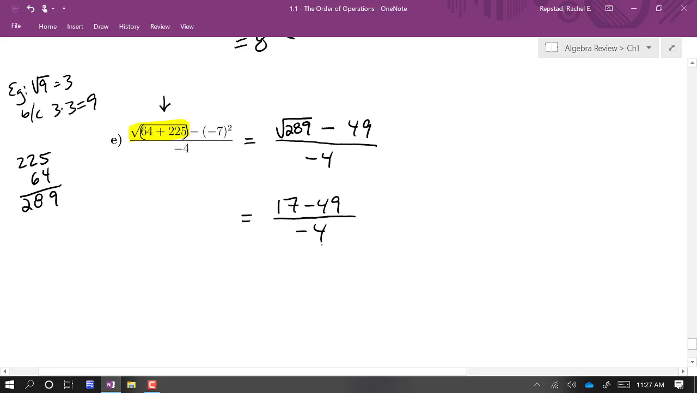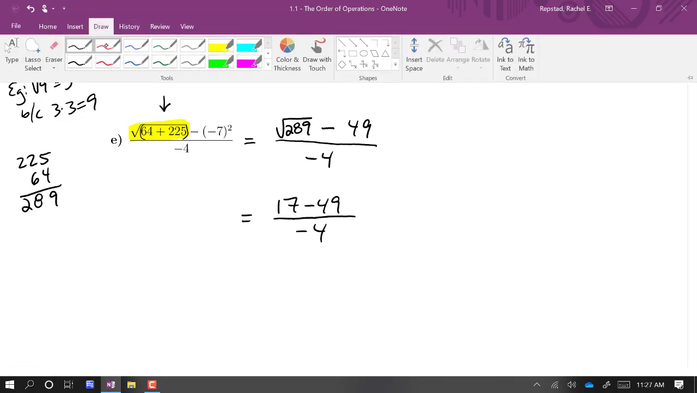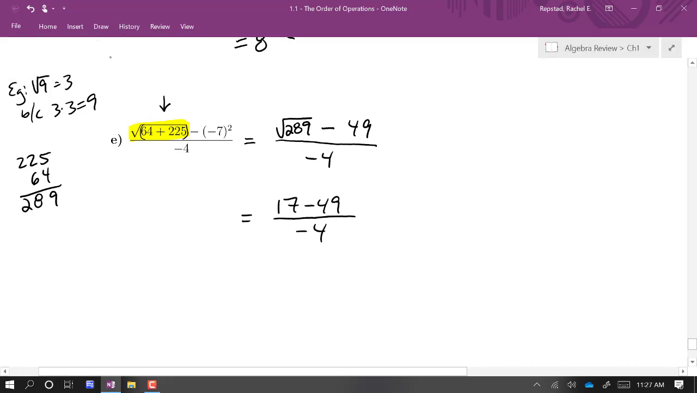Now here's the thing, we also have another set of implied grouping symbols. When I have these operations happening within a fraction, any addition or subtraction, or any operations at all that are happening in the numerator, we have to figure out what that is equal to before I can do the division that the fraction tells me to do. So even though there's not a set of parentheses written in the beginning, I know that there's an implied set of parentheses around the numerator. 17 minus 49 is a negative 32, and now negative 32 over negative 4 is a positive 8.